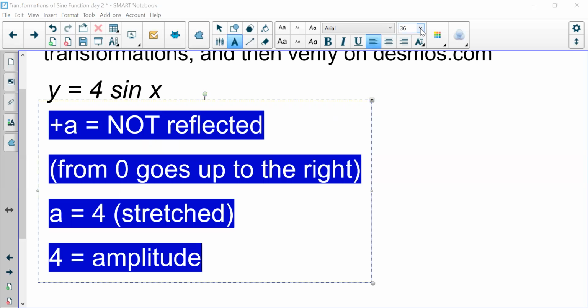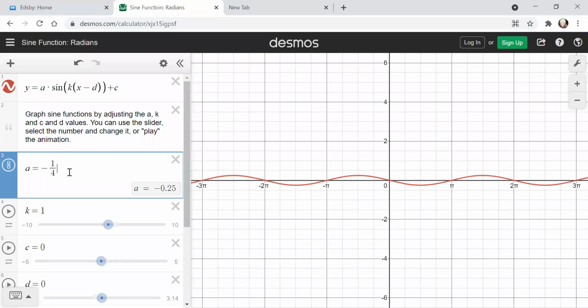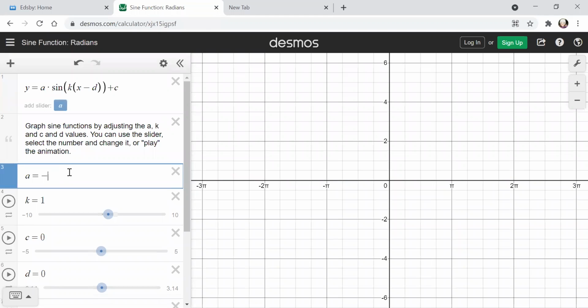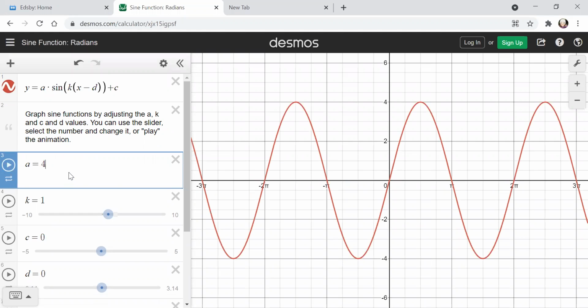So we're just going to change the a value to 4. That's all we're doing in this question on Desmos. So I'm going to get rid of that -1/4. Here is it with a 1, and now what happens with the 4? Okay, it's from 0, still going up and then down. So it's still going in the same pattern.